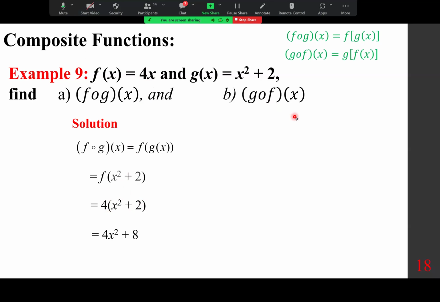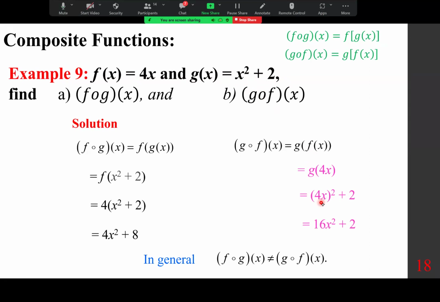g of f of x is g of f of x or g of 4x. So that means replace the x in the g function with the f function, which is 4x. Therefore, we have 4x quantity squared plus 2. This is 16x squared plus 2. And in general, f of g and g of f, of course, are not equal. They are equal when they are inverse functions.